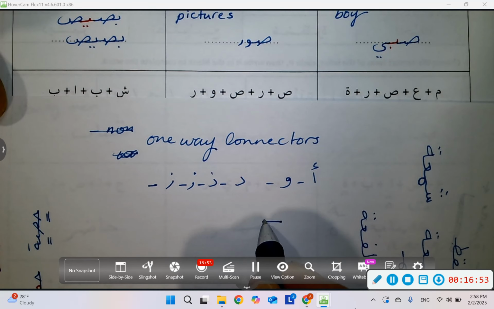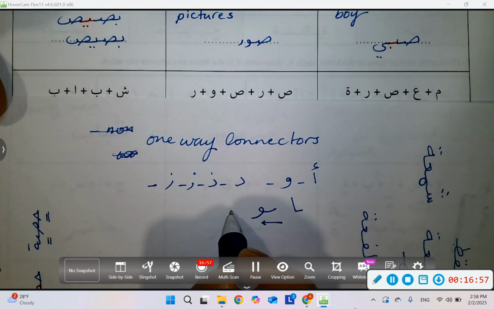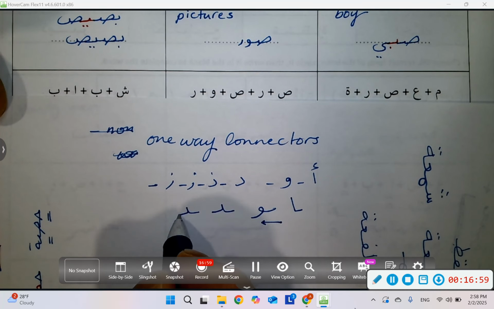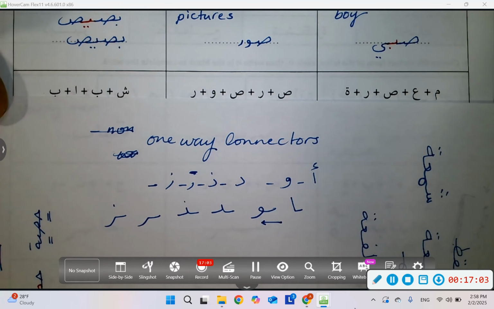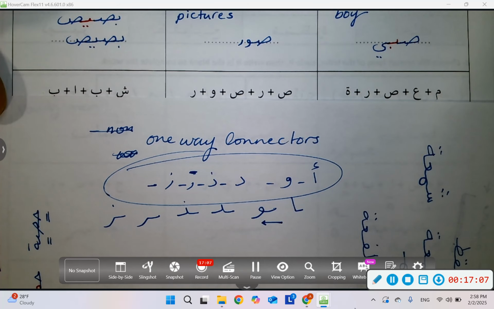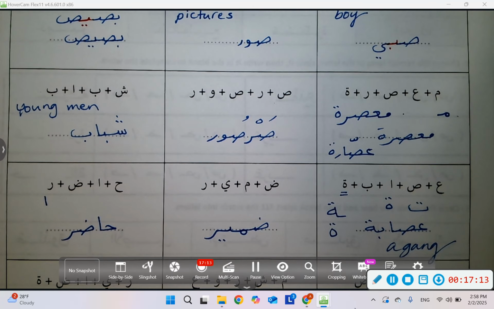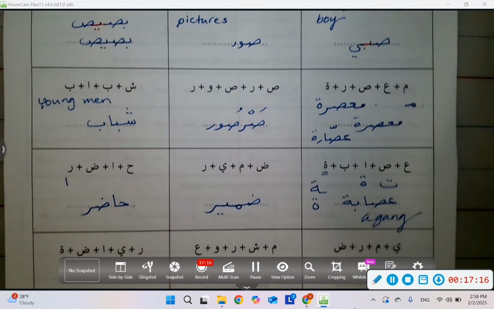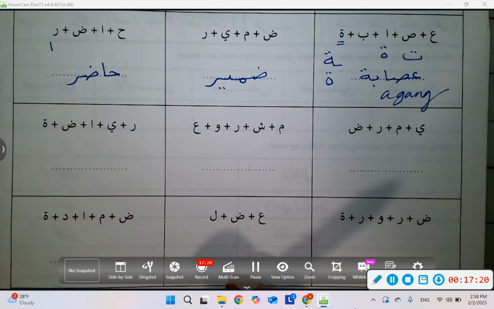And these letters, everybody when they come before them, they connect to them. They connect to the alif like this, they connect to the waw, they connect to the dal, they connect to the dhal, they connect to the ra, they connect to the za. But themselves, these 6 letters are antisocial. They don't like to connect with anybody. They have germ phobia. So they don't like to connect to the following letters.